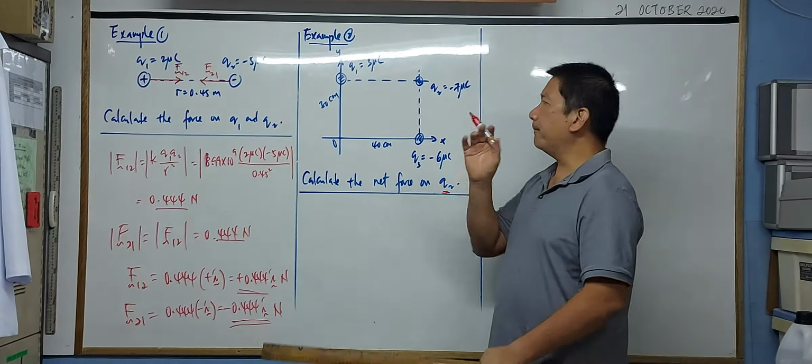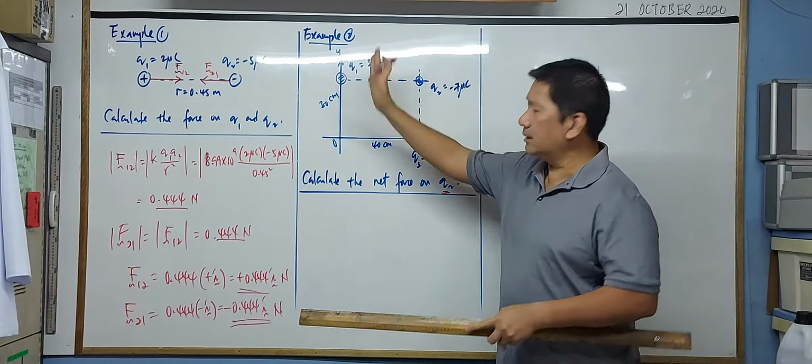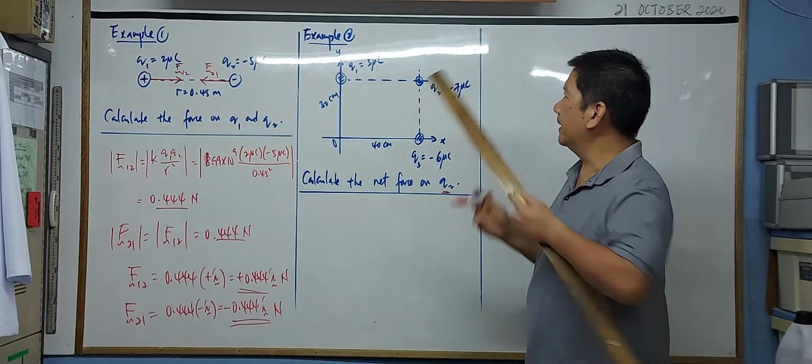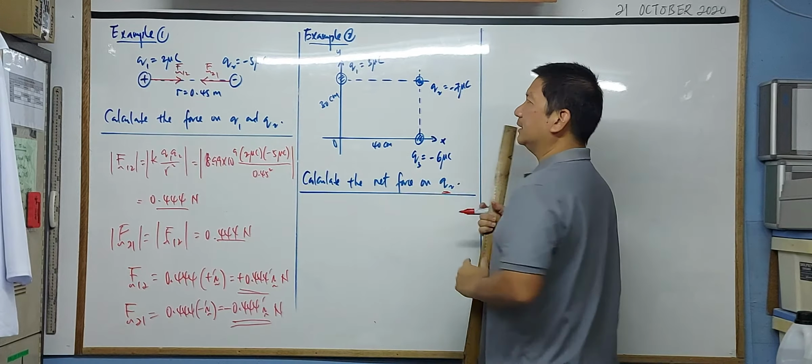So we look at them pair by pair. You look at the interaction between Q2 and the rest of the charges. We start with Q1. If you look at Q2 negative, and this one positive, that means Q2 will be attracted to Q1.